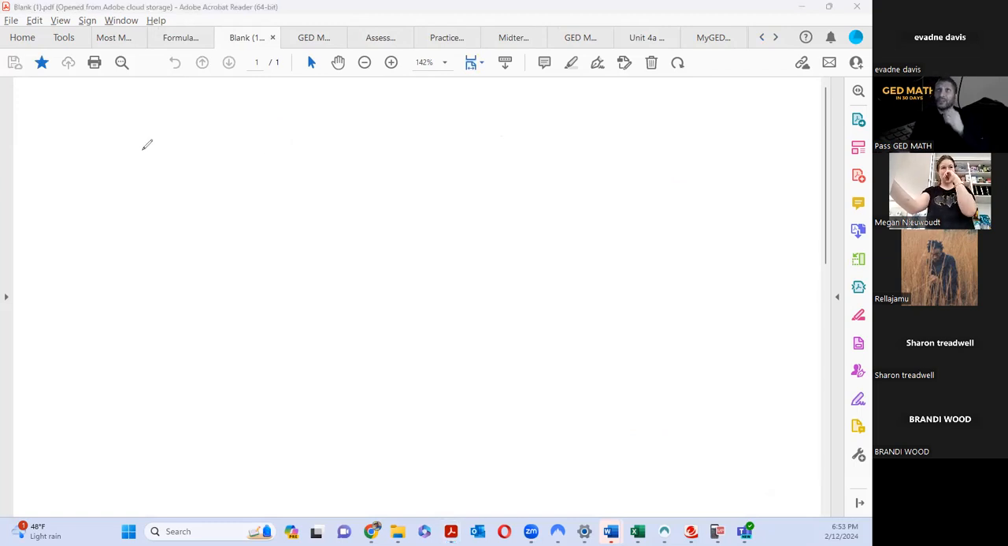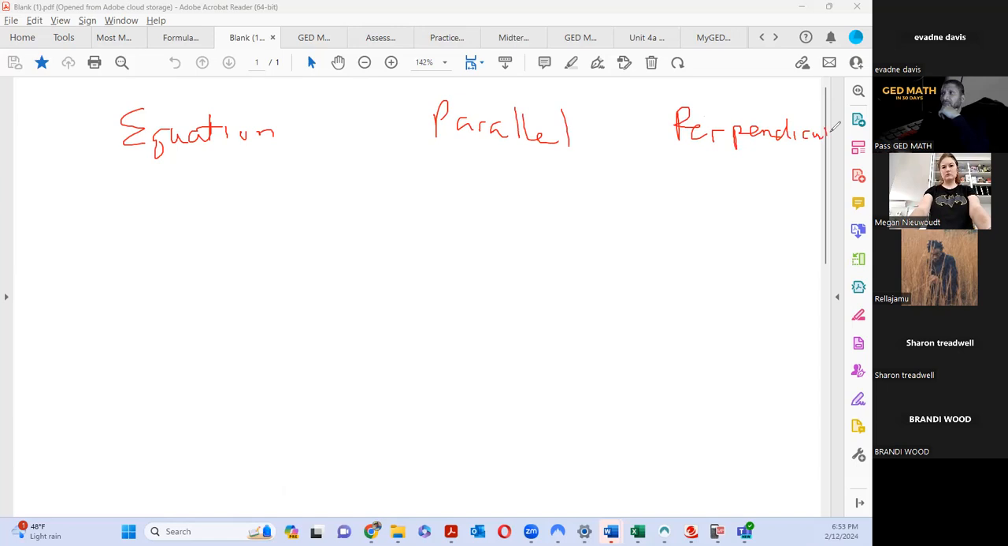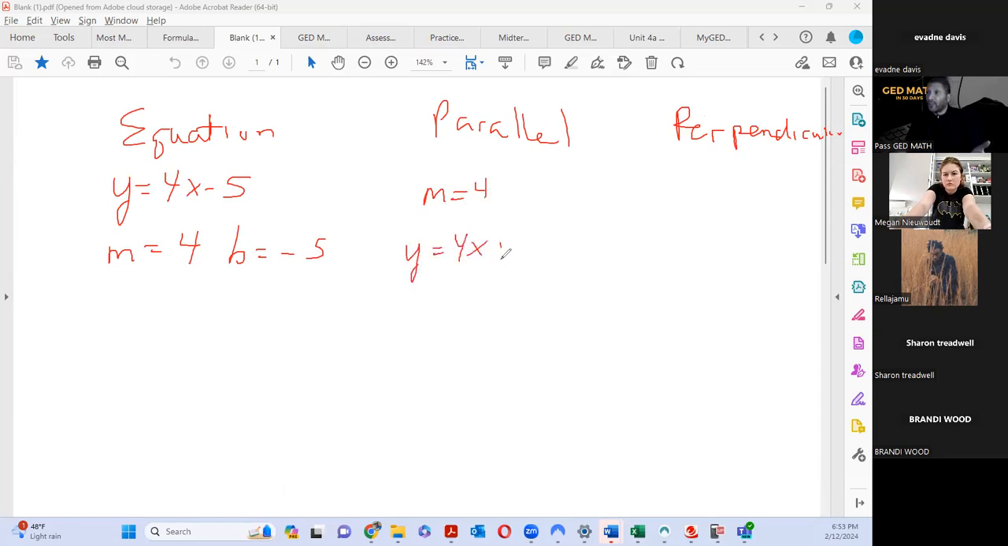Okay, so let's do this. This is an equation. This is parallel. This is perpendicular. If my equation was y equals 4x minus 5, what is my slope? 4. What's my y-intercept? -5. What is the slope of a line that's parallel to this line? 4.